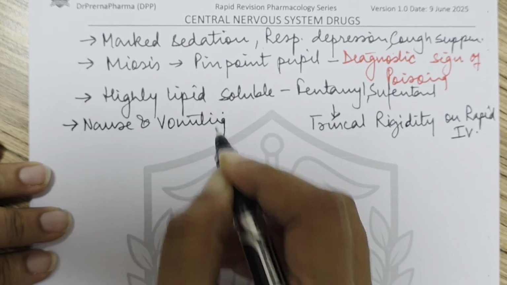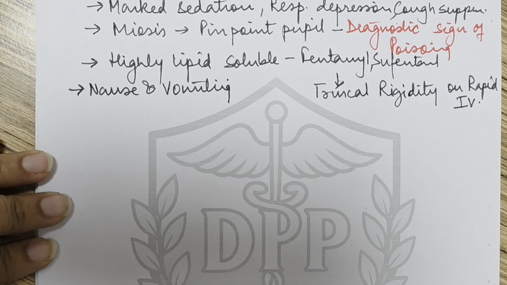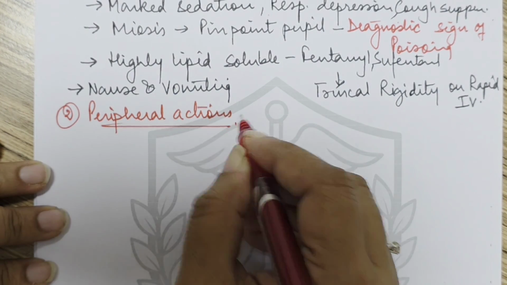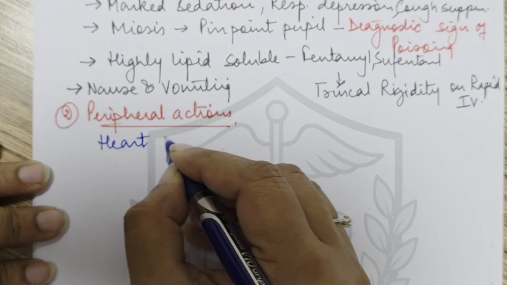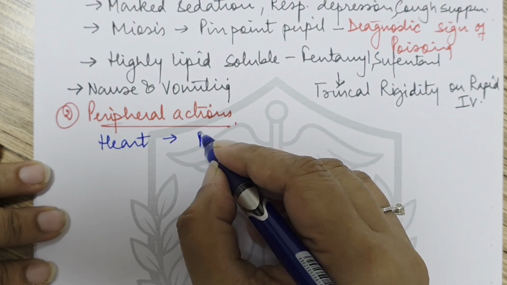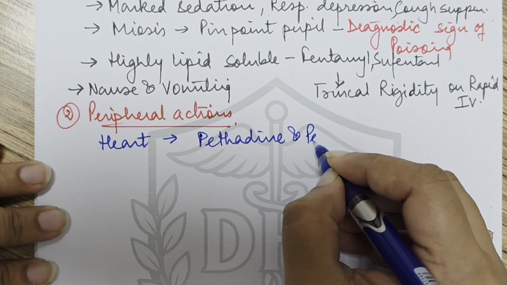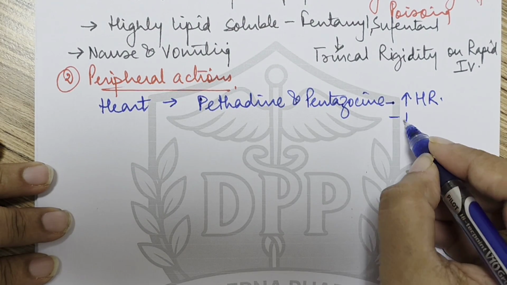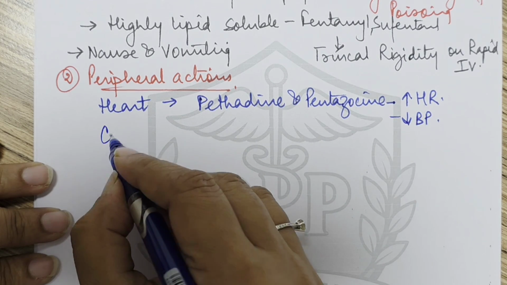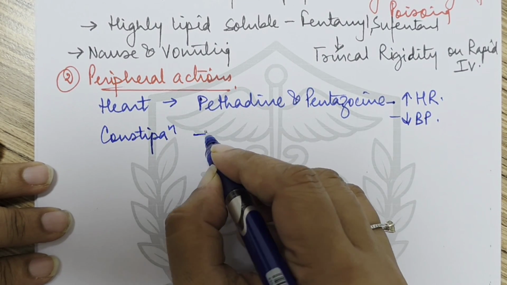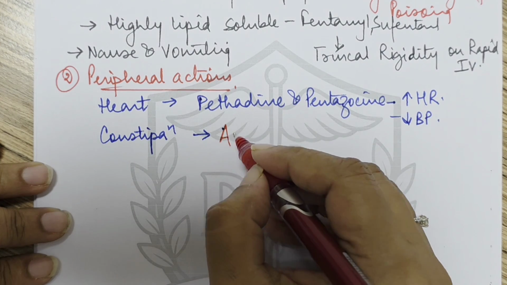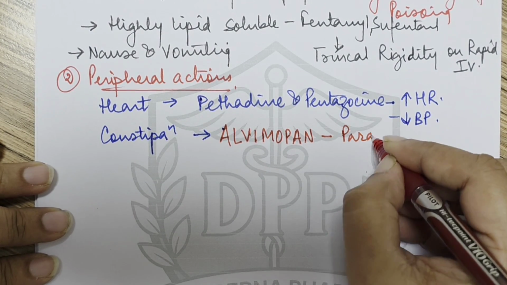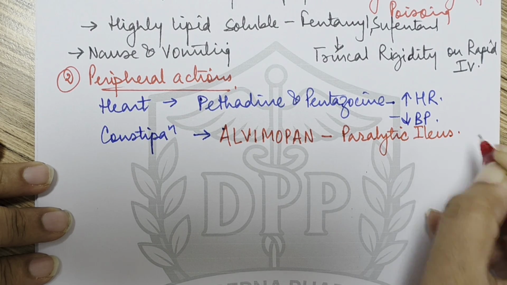So these are some CNS actions. Coming to their peripheral actions. What is their peripheral action on the heart? They usually don't have any direct effect on the heart, but pethidine and pentazocine increase the heart rate and reduce the blood pressure. Okay. Then they cause constipation. Here there is a drug known as methylnaltrexone. This is a peripheral opioid antagonist which is used for paralytic ileus.